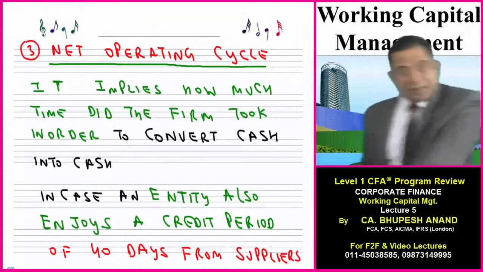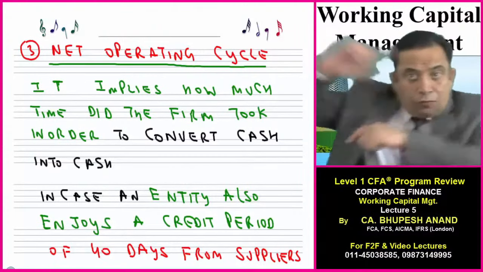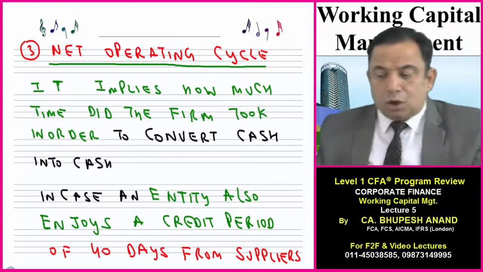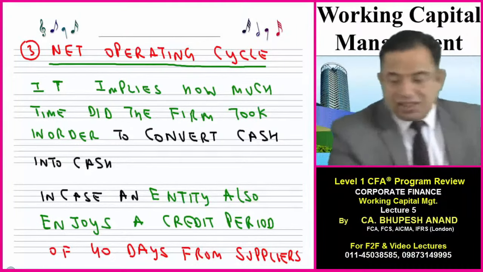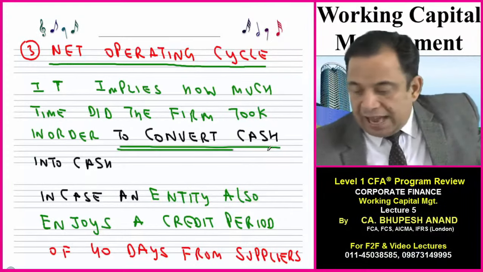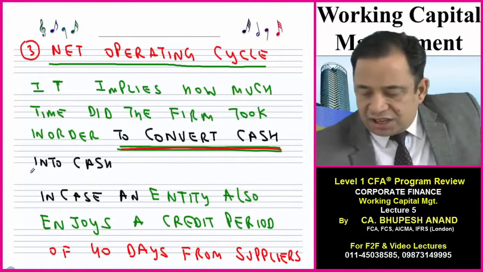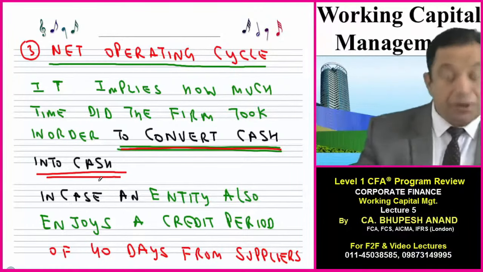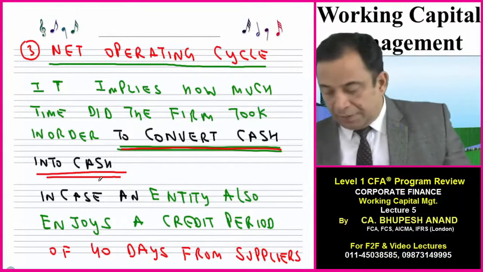This is the last concept of lecture number 5. Then we will move to lecture number 6. It implies how much time the firm took in order to convert cash into cash. Cash into cash. In case an entity also enjoys a credit period of 40 days from suppliers.